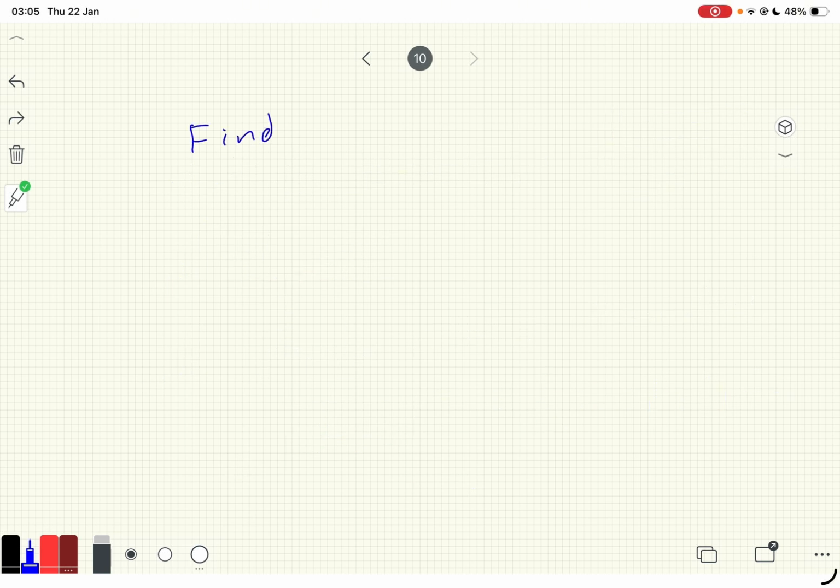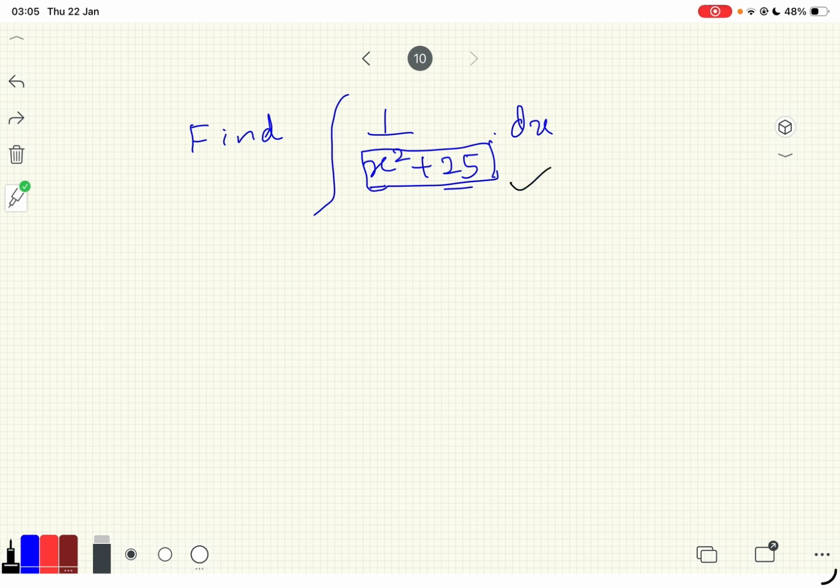Let's try to find the integral of 1 over x squared plus 25 dx. So now we already know our checklist. What is the step? The first, you have to think whether it is in x squared plus constant form. Yes, the denominator is x squared plus constant form. So the first checklist is fulfilled. Now, if you compare, this is x squared, this is constant. So this constant, the a squared, must be 25. So you can see a is 5.